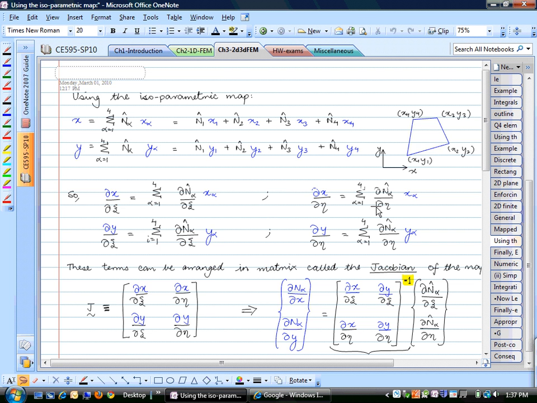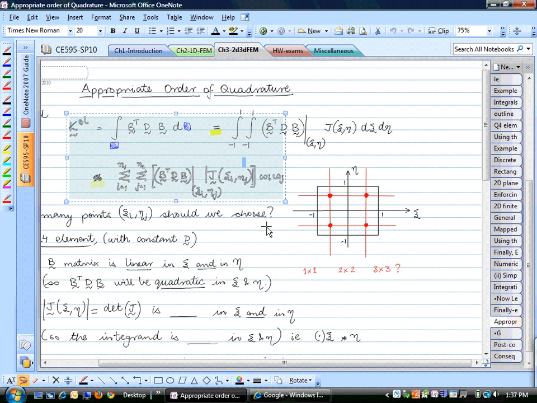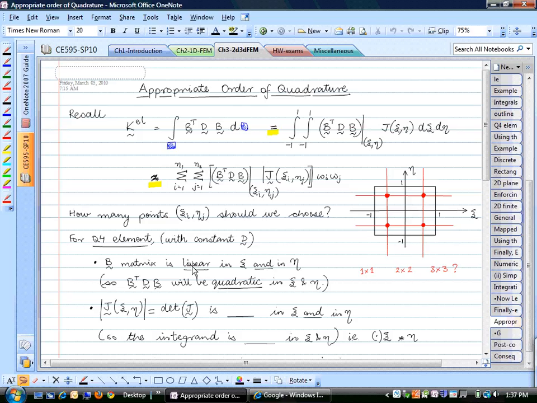And that's why all these B terms, this B term is going to be linear in Xi and linear in eta. So B transpose DB, assuming that this D, the elasticity matrix, is constant, this is just going to be the product of these two. So it will be quadratic in both. It will be quadratic in Xi and it will be quadratic in eta.